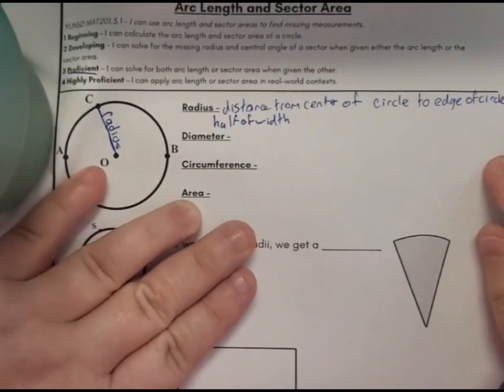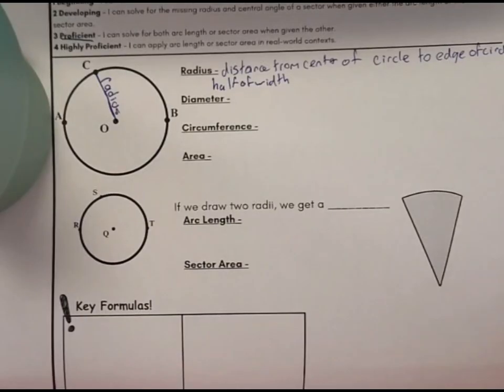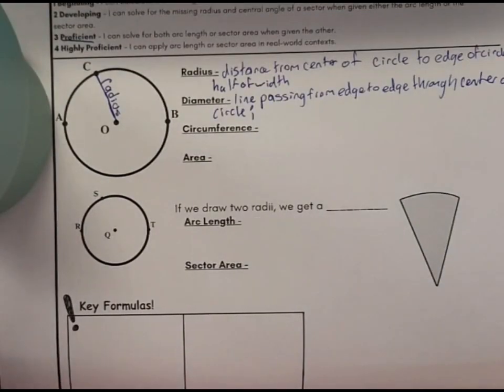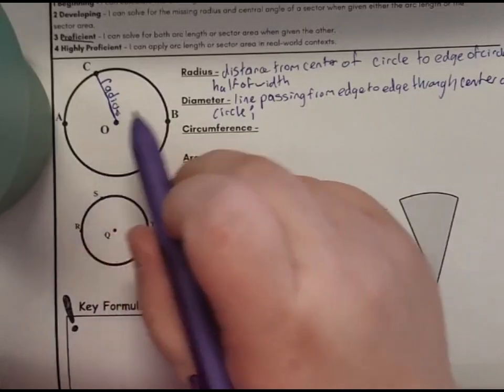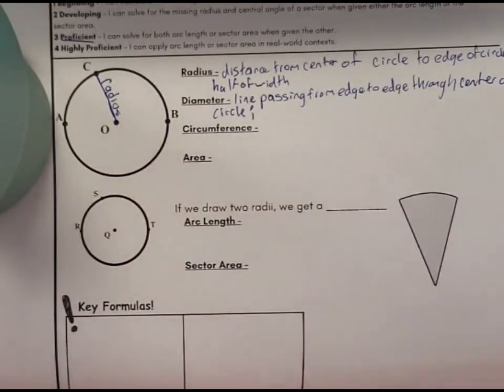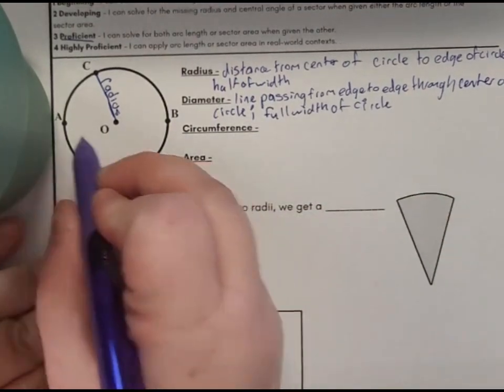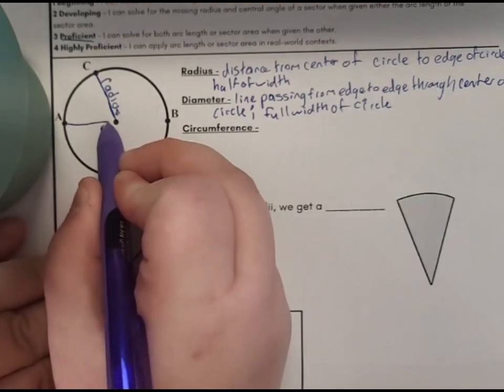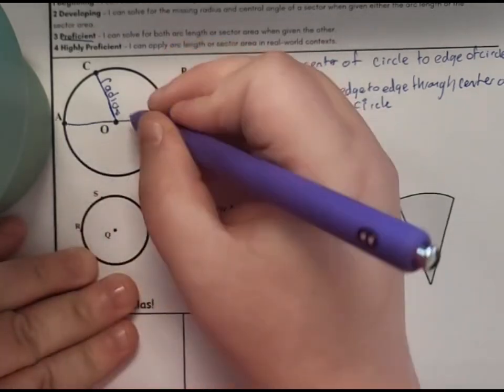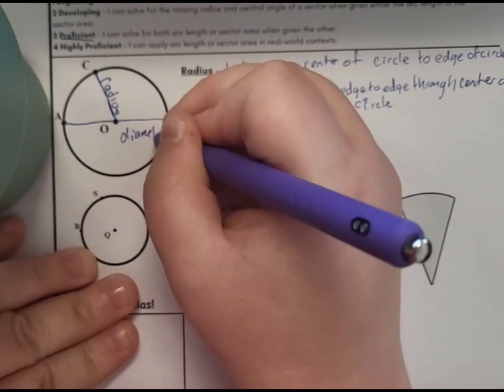Our next term is diameter. Diameter is the line passing from the one edge to the other through the center of the circle. And this is the full width of the circle. So in this little picture here, that would be like if we drew a line from point A to B. This is our diameter.